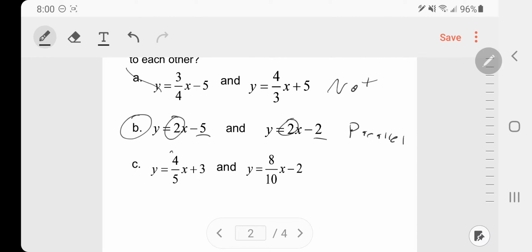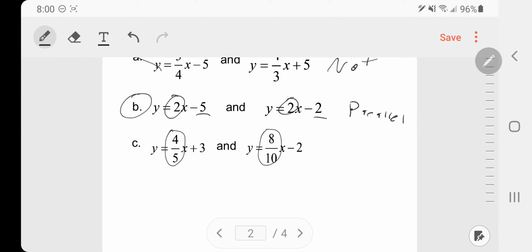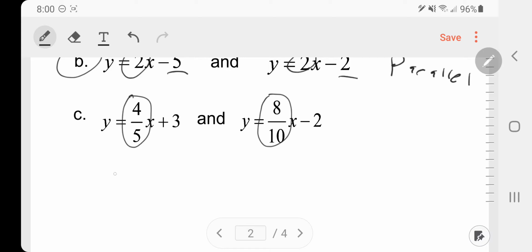And C, we have 4/5 as the slope for the first one. We have 8/10 as the slope for the second one. Again, similar to the last example that we did, slope of this one is 4/5. The slope of this one, if you reduce 8 over 10, divide both by 2, you'd also get 4/5. So this one is also parallel.